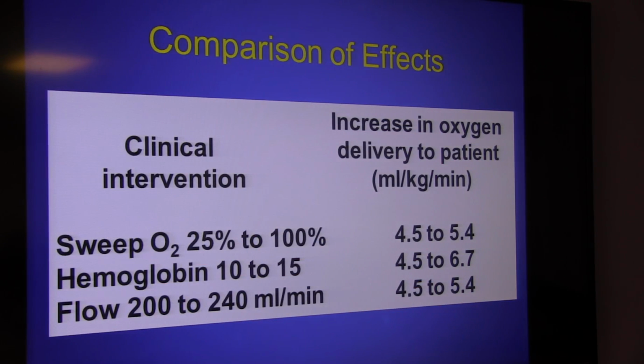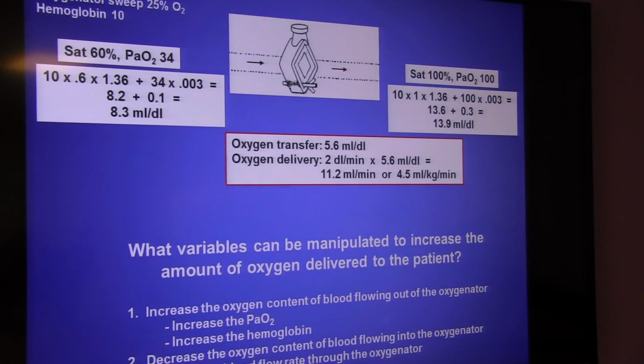So just to look at your effects, when you increased your sweep from 25% to 100%, you did get a difference, you went from 4.5 to 5.4, but you also now have a post-membrane PO2 of 500. You increased your hemoglobin, you made a sizable difference, but a relatively small increase in your flow from 200 to 240 gave you the same bang for your buck as going up from 25% to 100% in your FiO2. So in general, if you have enough venous return to support it, and assuming you have a normal hemoglobin, the most effective way is to increase your flow.